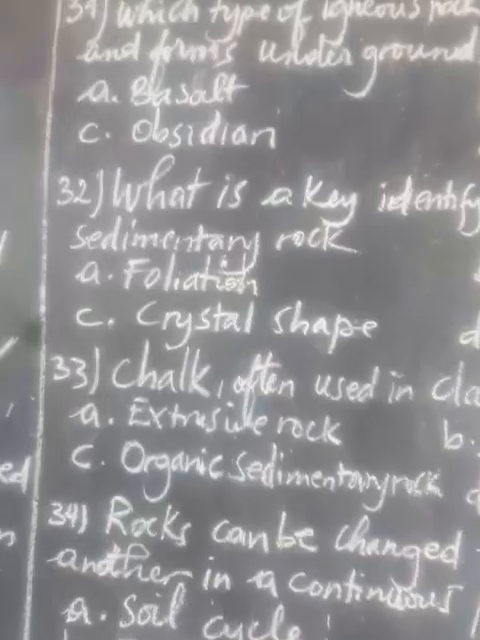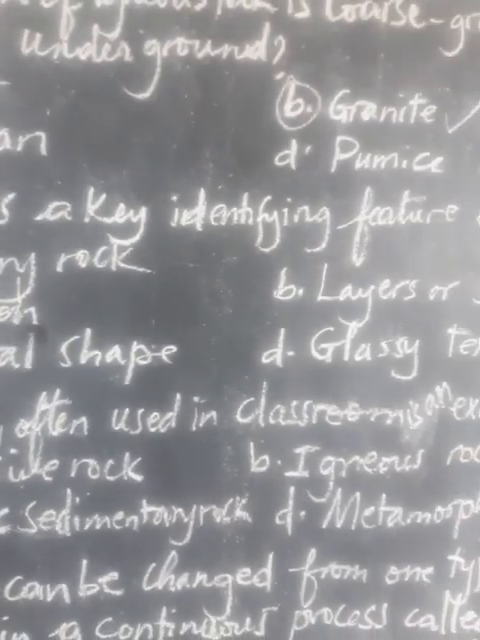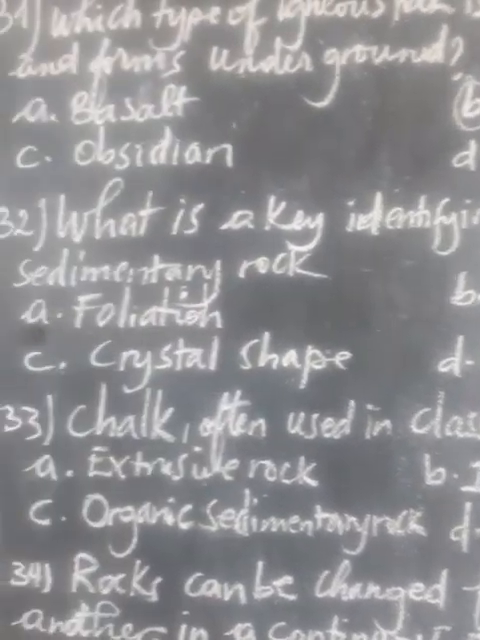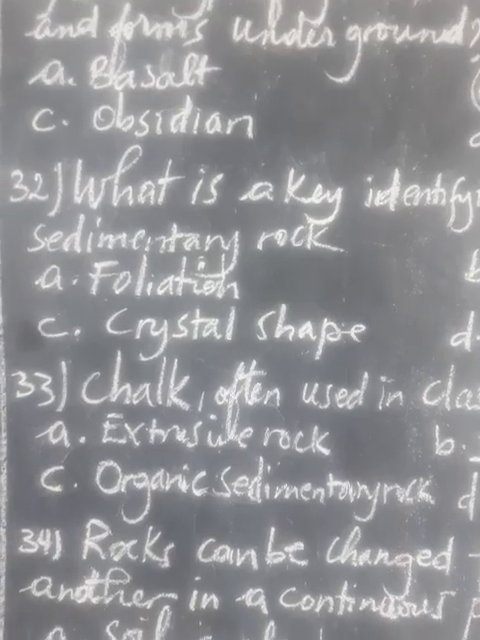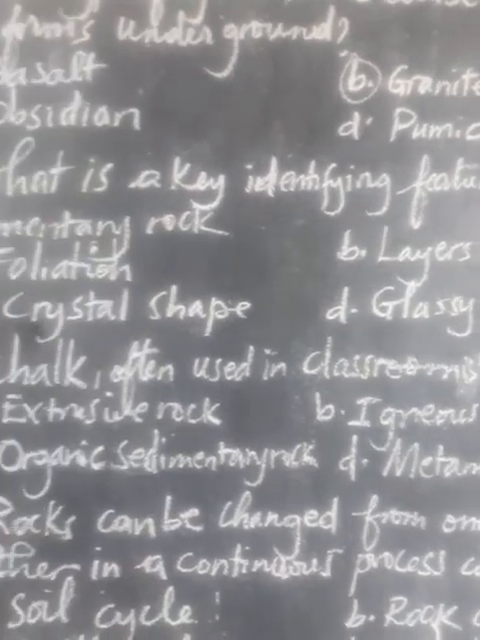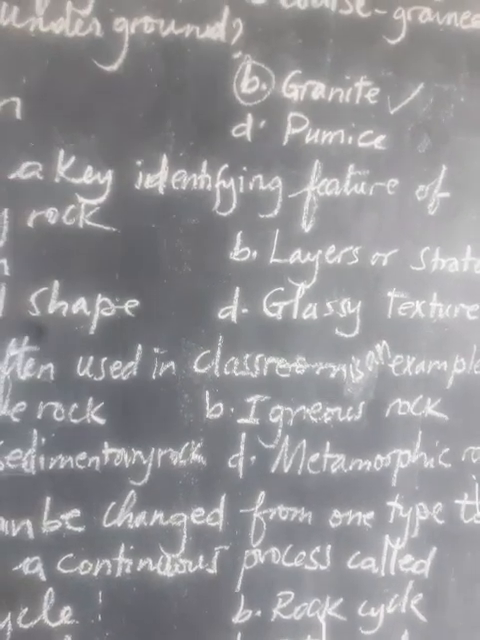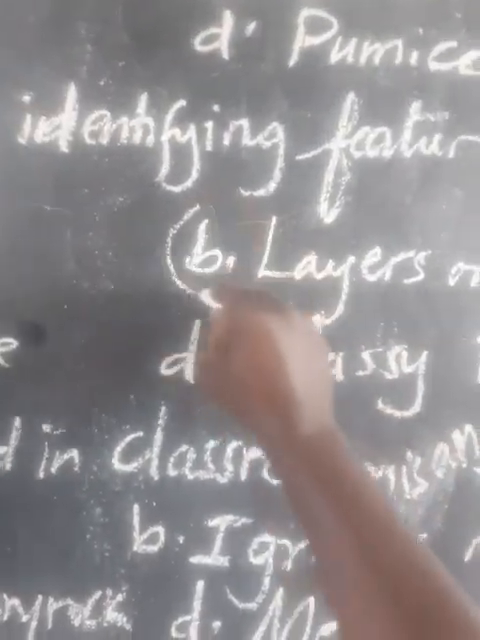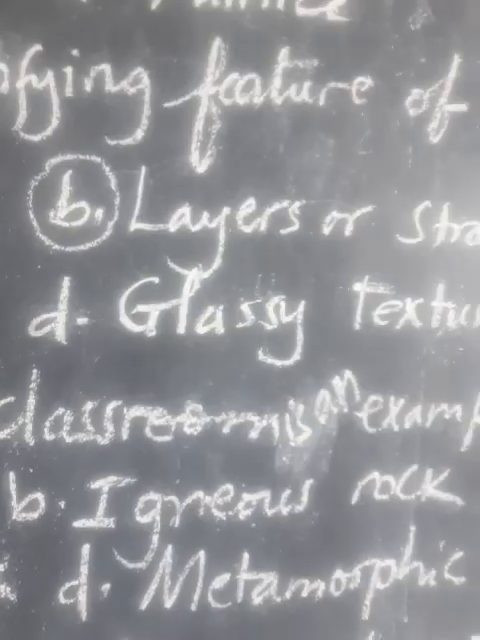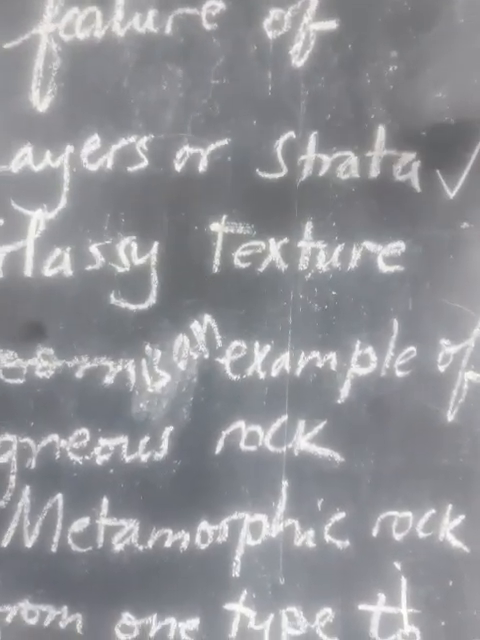Granite. Let's go to question 32. The question is asking, what is a key identifying feature of sedimentary rock? A. Foliation. B. Layers of strata. C. Crystal shape. D. Grass texture. So the correct answer is layers, because sedimentary rocks are stratified, or they have layers.